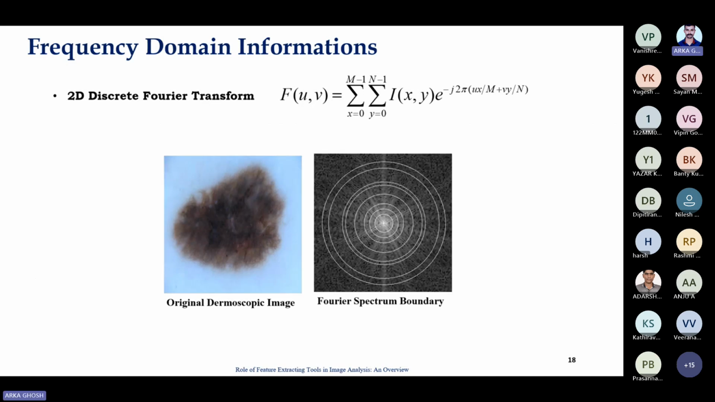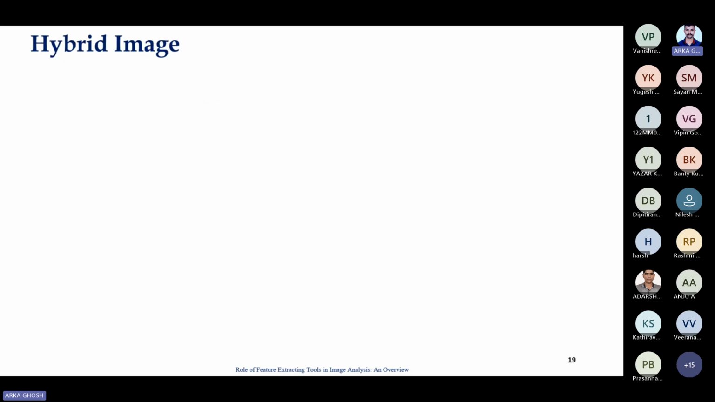So if this is an image and if we have the spectrum boundary, then the Fourier or the frequency information of that image has been distributed along that particular region and having different boundaries, which depicts different frequency information present in that particular image. So that also gives us another specific piece of information which is not accessible in the spatial domain.